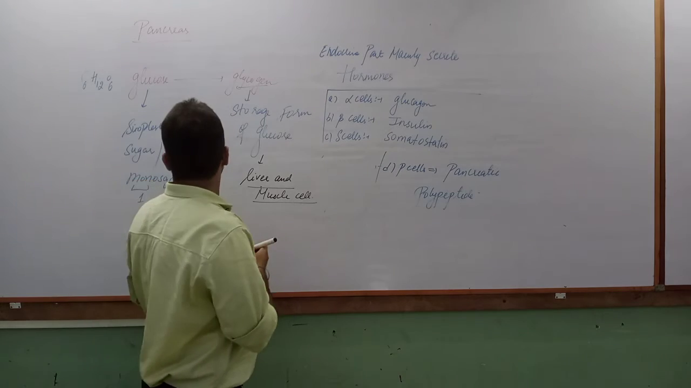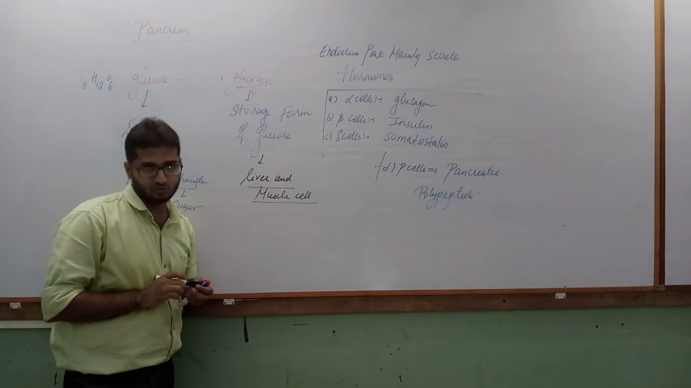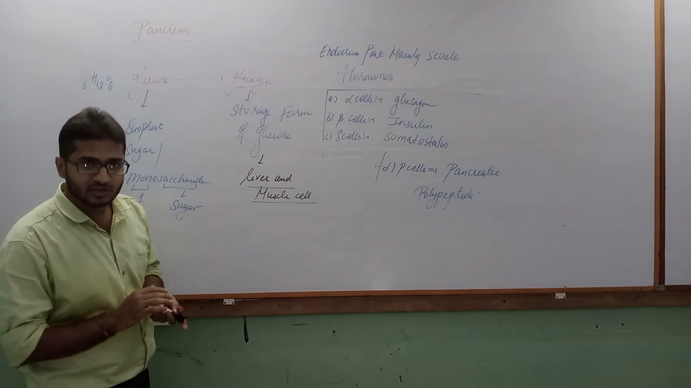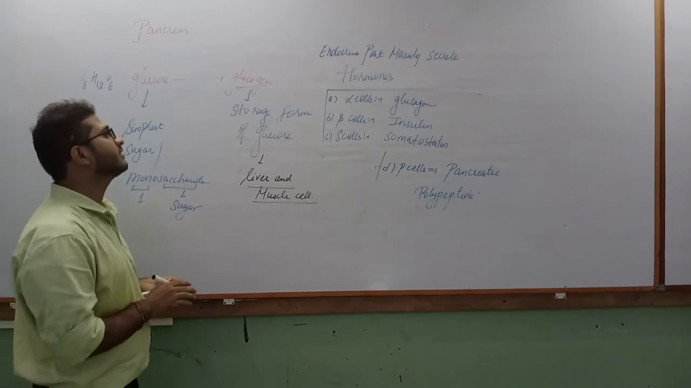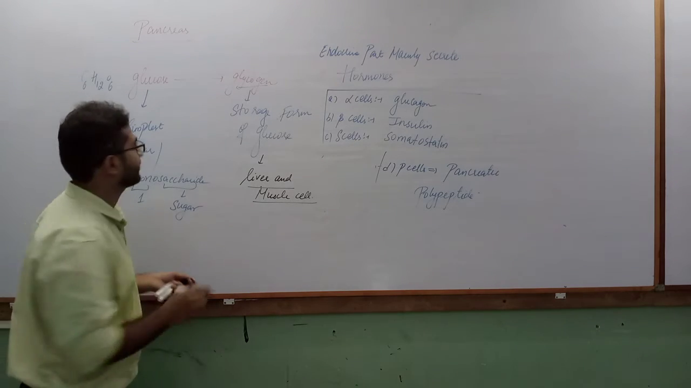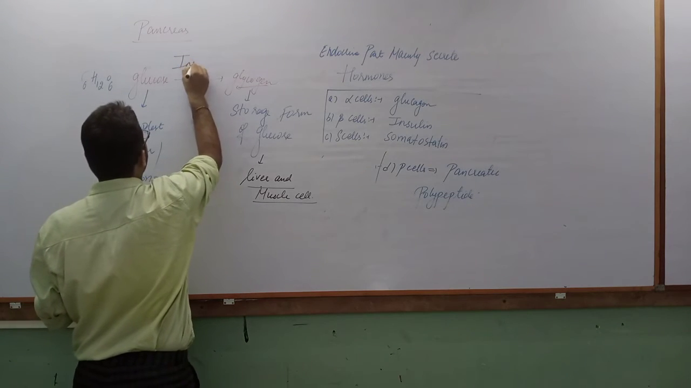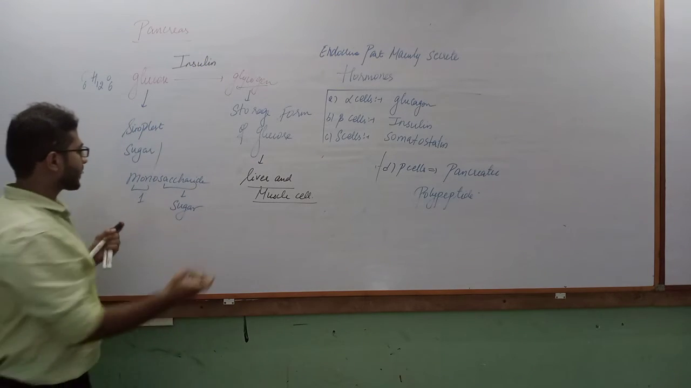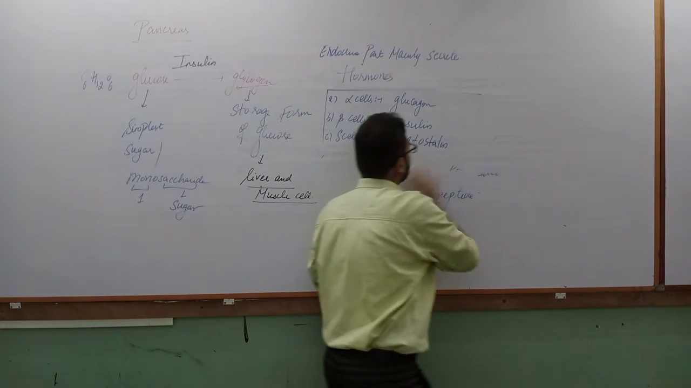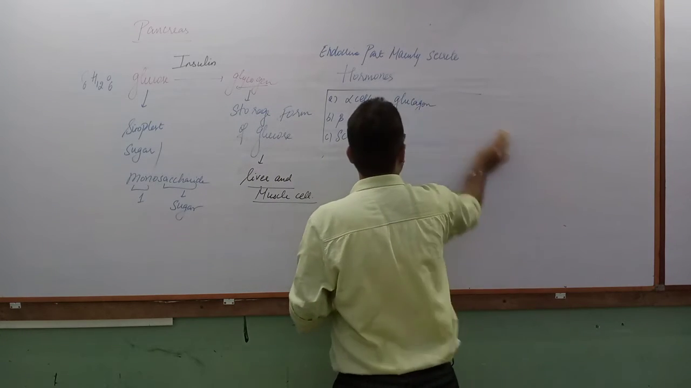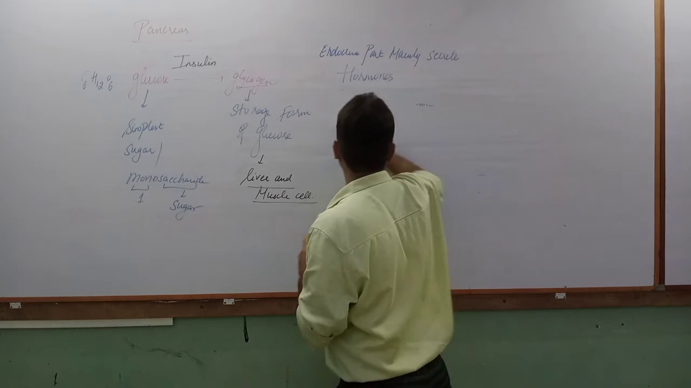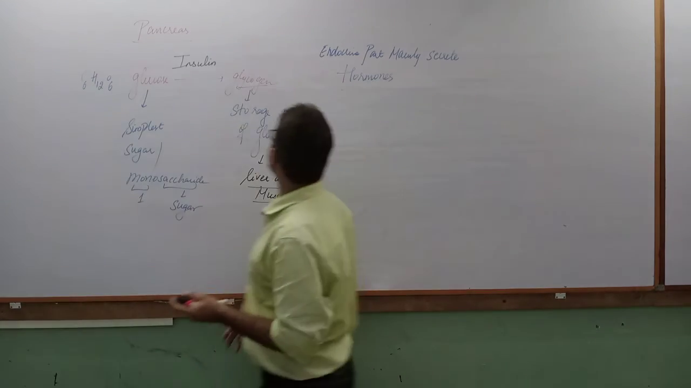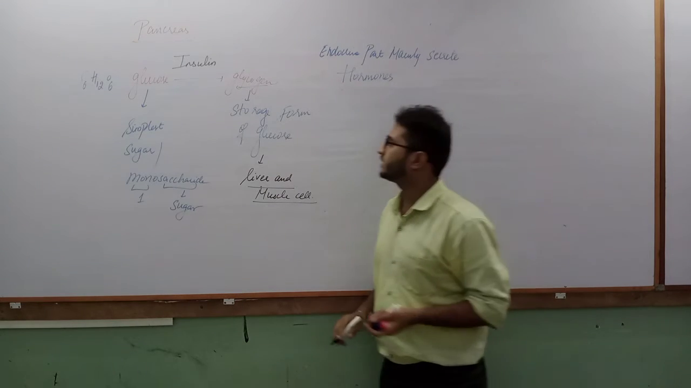Okay. So glucose conversion to glycogen is performed using the hormone that we call insulin. I am writing it here, insulin. Now glucose conversion to glycogen is by the presence of a specific hormone, insulin, which is secreted by the beta cells of the pancreas.